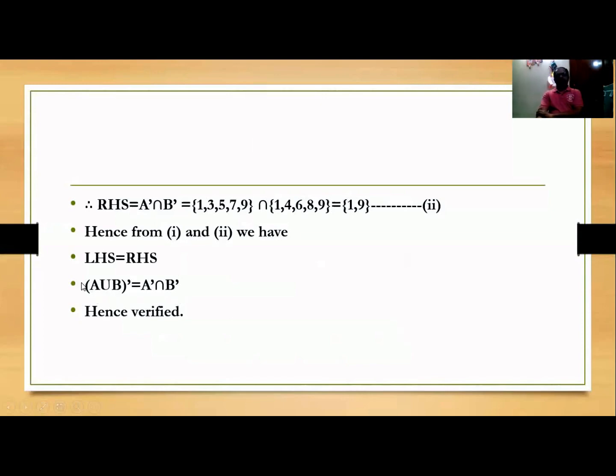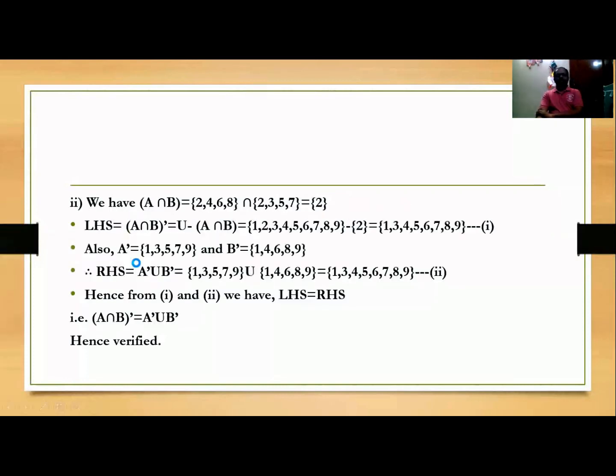So this proves our result. This verifies the result that the complement of A union B is equal to the intersection of their complements. The first De Morgan's law is proved now, right? So let's prove the second result, that is the second De Morgan's law.